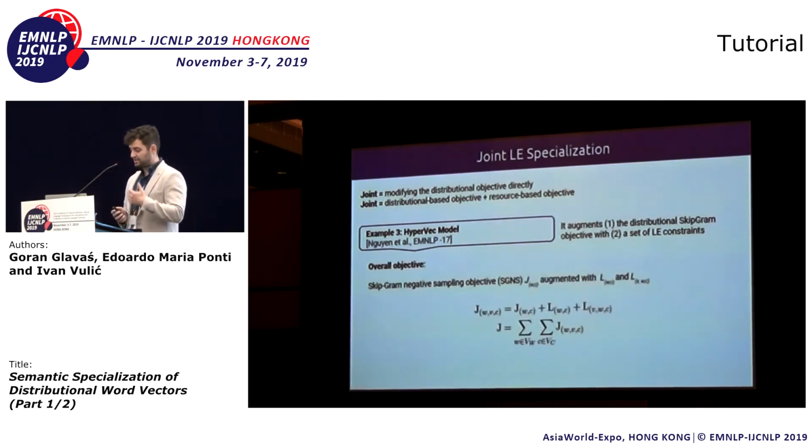And then I augment my skipgram negative sampling objective, which is a standard word embedding objective. I augmented it with these two additional objectives that, depending on the type of context, move either the hyponym closer to the hypernym or the other way around.